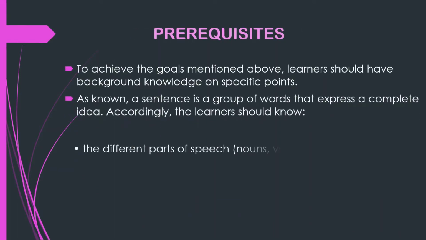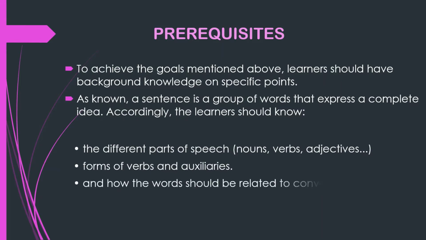Prerequisites. To achieve the goals mentioned above, learners should have background knowledge on specific points. As known, a sentence is a group of words that express a complete idea. Accordingly, the learners should know the different parts of speech, such as nouns, verbs, adjectives, and so on, forms of verbs and auxiliaries, and how the words should be related to convey meanings.